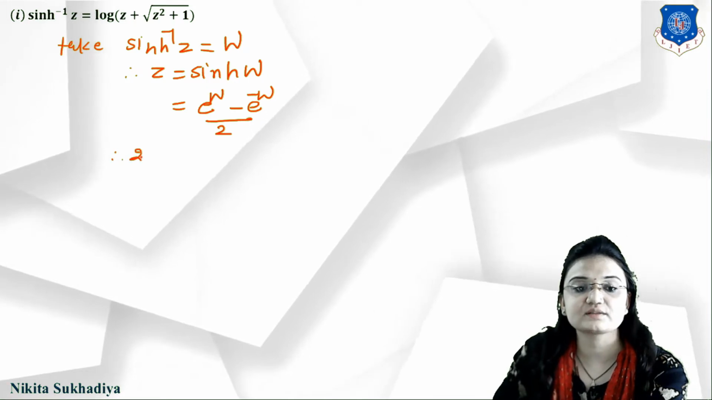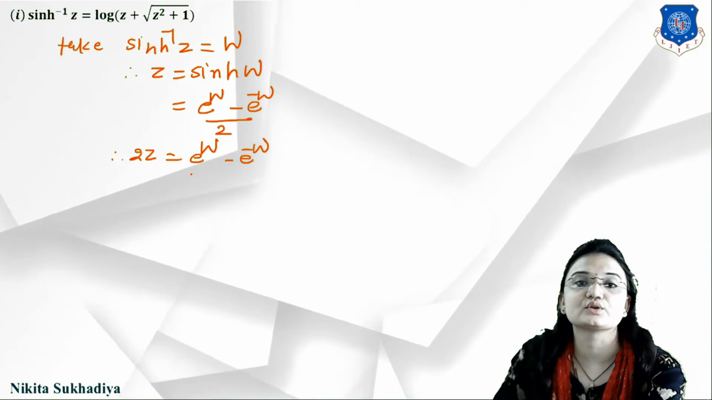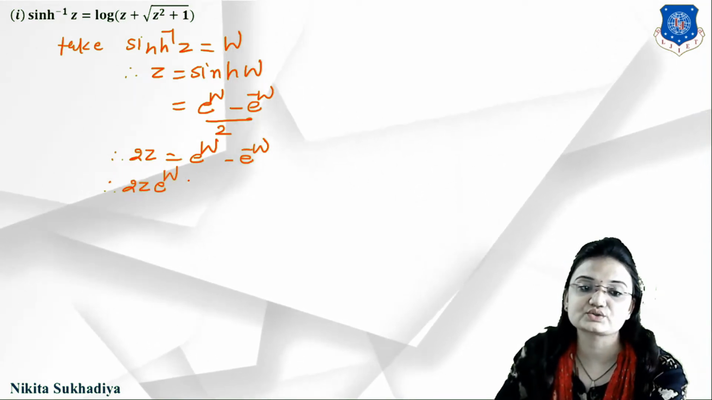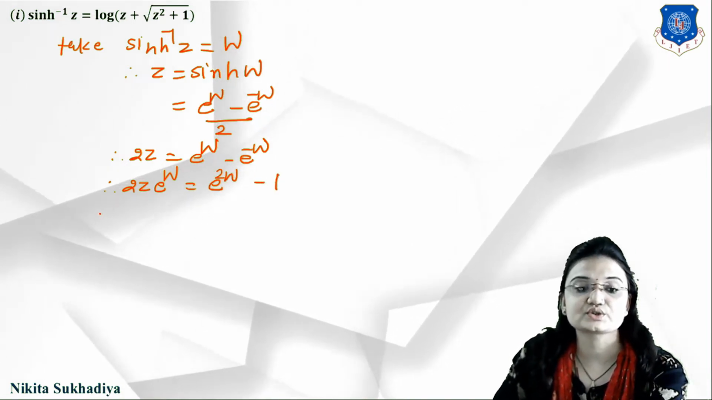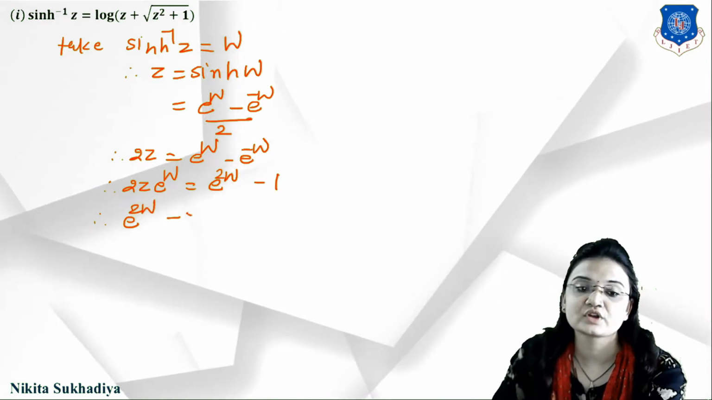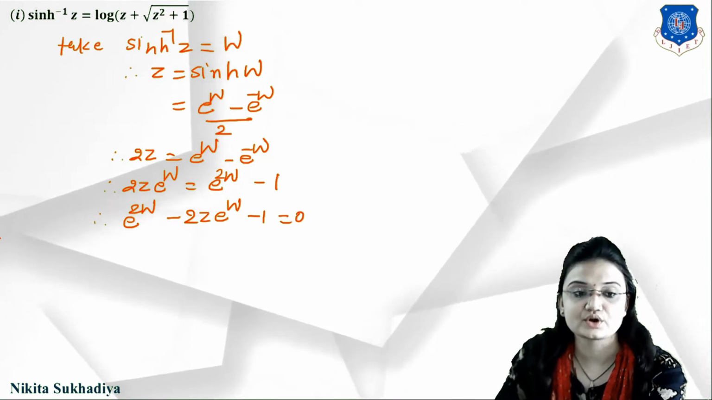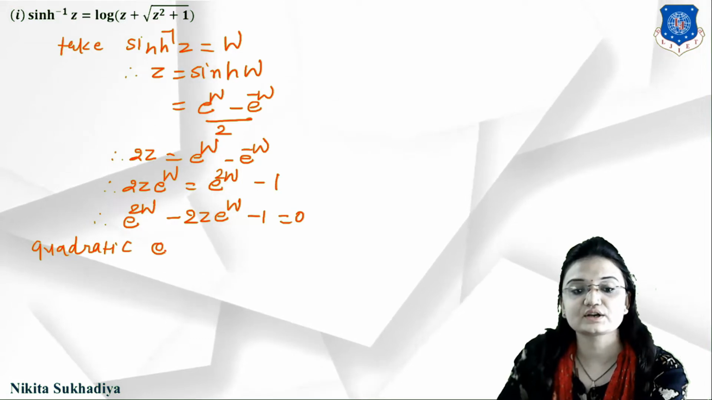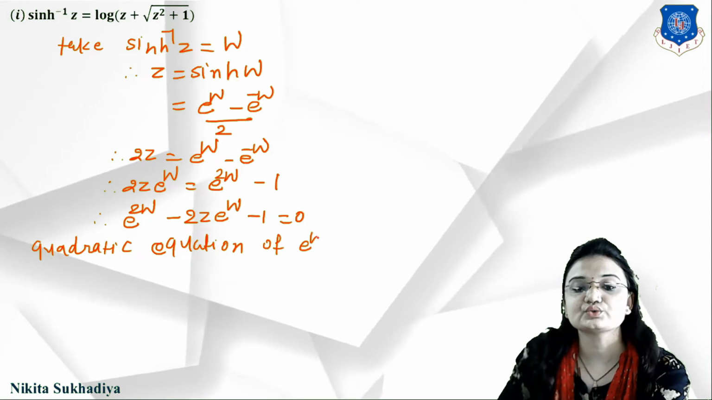Okay, so this is nothing but 2z is equal to e raised to w minus e raised to minus w. Now multiply by e raised to w, so this will become 2z e raised to w is equal to e raised to 2w minus 1. Okay, so this is nothing but a quadratic equation, in the form e raised to 2w minus 2z e raised to w minus 1 is equal to 0. So this is a quadratic equation of e raised to w.